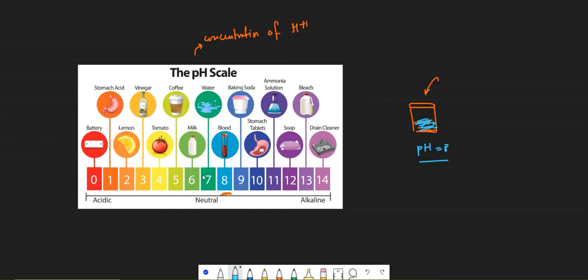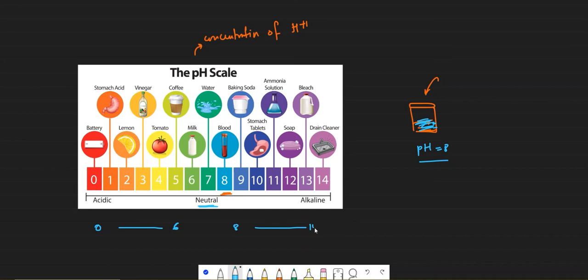When pH is equal to 7, the solution is neutral. It's neither acidic nor basic. The pH of water at room temperature is 7. This whole scale is split into two parts, and the centermost part is the neutral. On the left hand side, the solution will be acidic, and on the right hand side, the solution will be alkaline, which means that from pH values 0 to 6, the solution is going to be acidic, and from pH values 8 to 14, the solution is going to be alkaline.